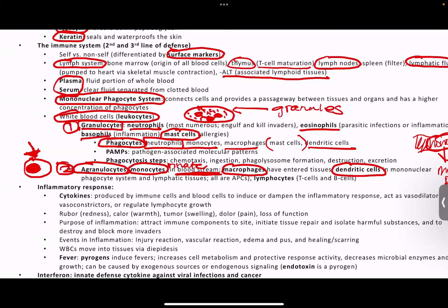All of our phagocytes recognize PAMPs. The PAMP is a very general marker of a bad guy. These are pathogen-associated molecular patterns. You do need to know that acronym, but it also tells you what it is. It's a pathogen-associated molecular pattern, a pattern where you can say, if I see this pattern, it's probably a pathogen.